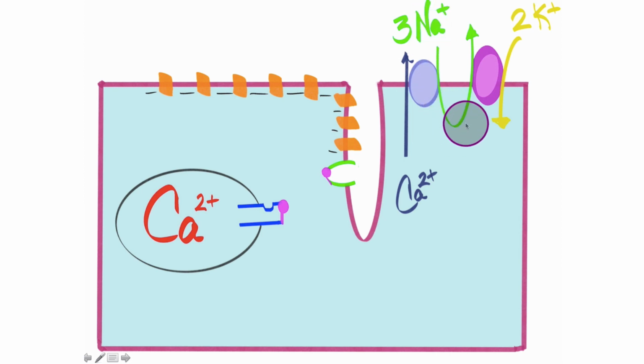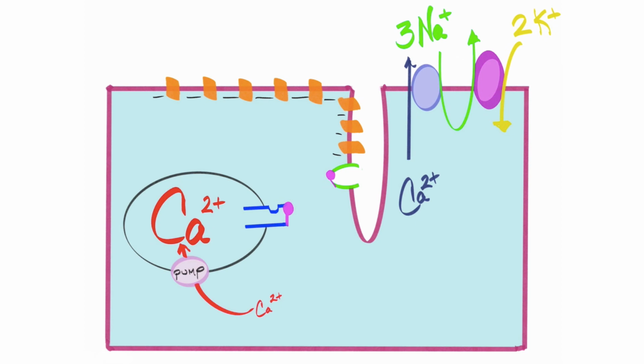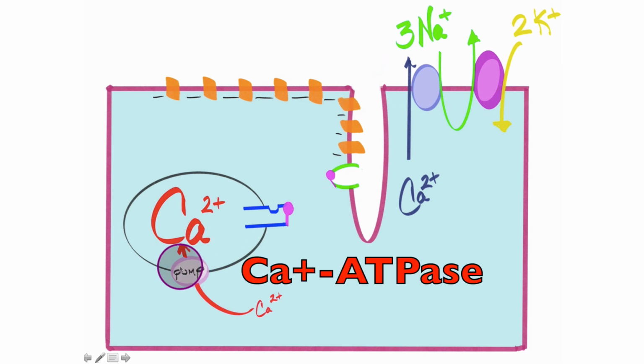that come in will immediately get pumped back out via this, which is our favorite pump of all, the sodium-potassium pump. It's going to pump those 3 sodium right back out of the cell. So that's how we get rid of the calcium back out to the extracellular fluid. Don't forget, we still have the calcium pump or the calcium ATPase that moves calcium back into the sarcoplasmic reticulum. Okay, that is contraction, excitation of MCCs.